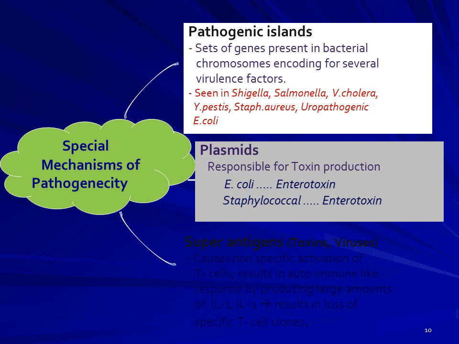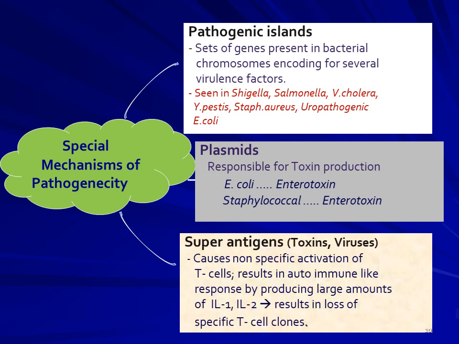For example, E. coli produces enterotoxin, Staphylococci also produce enterotoxin. E. coli usually produces urinary tract infections, and Staphylococci produce wound infections. But because of the production of enterotoxin with the presence of the plasmid responsible for that particular kind of toxin, this E. coli is also responsible for diarrheal diseases, and even Staphylococci also cause diarrheal diseases.